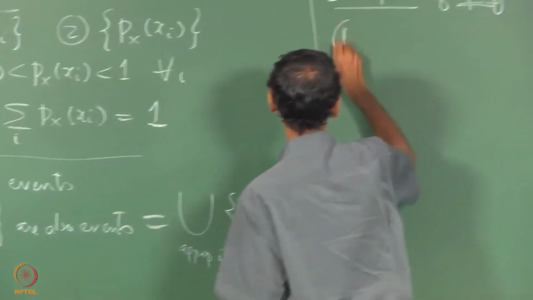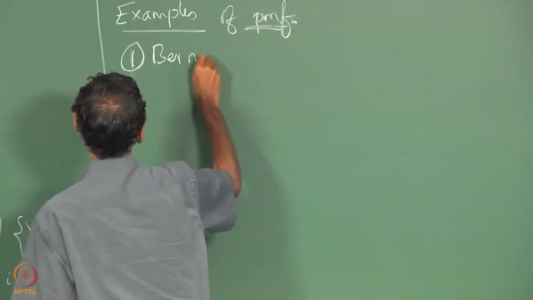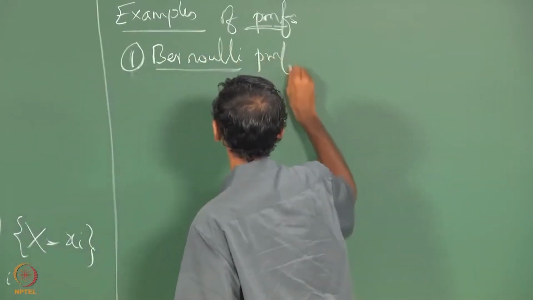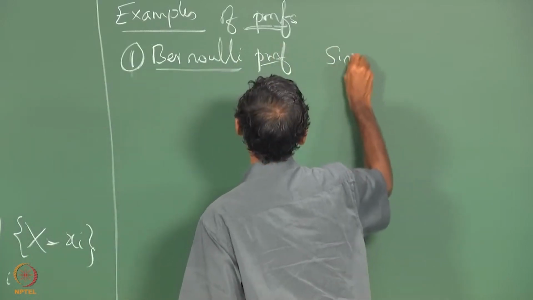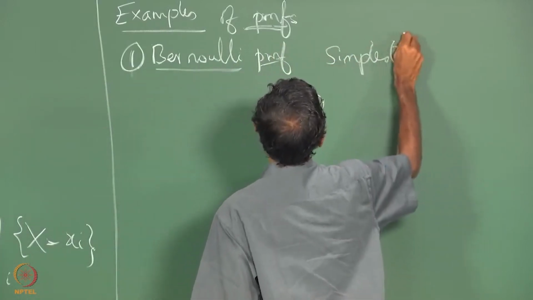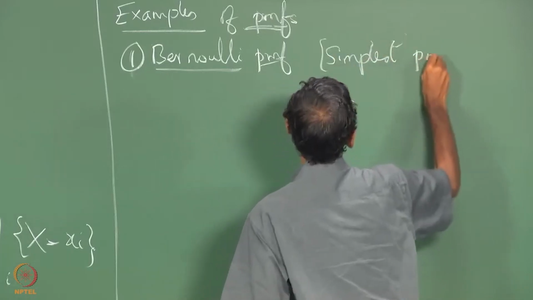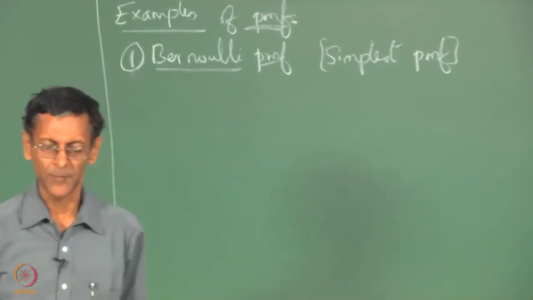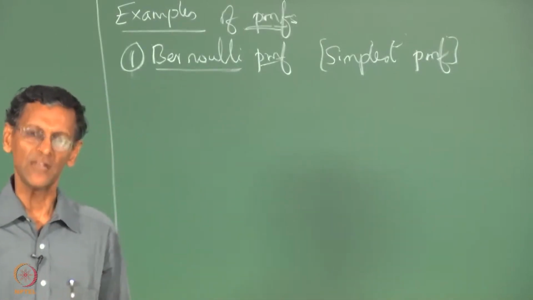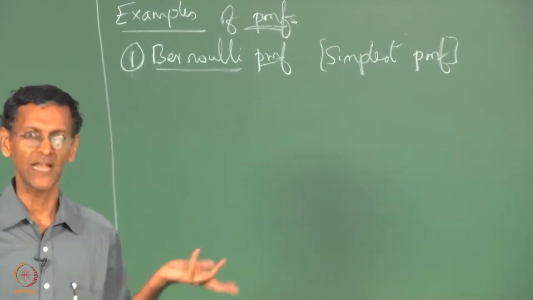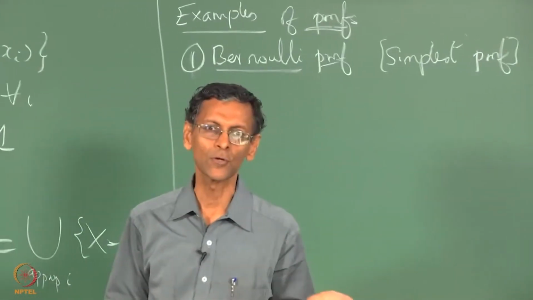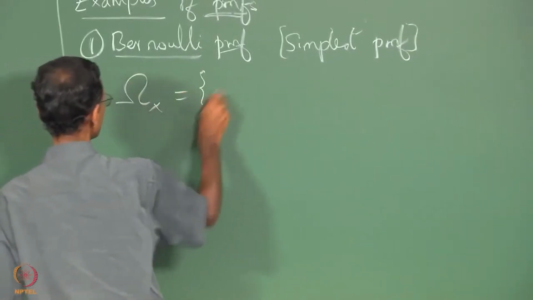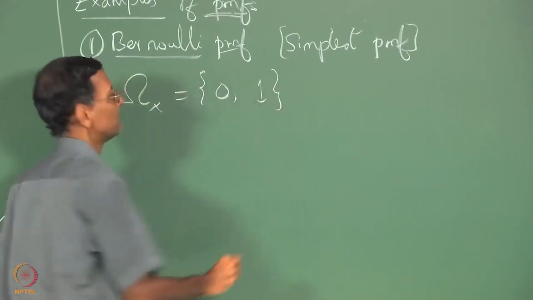I'm going to number them. The first one is the simplest one, right? The Bernoulli PMF is the simplest non-trivial PMF that we have. So what is it? The simplest PMF needs to have at least two possibilities, just like head and tail. So instead of head and tail, we are going to call it 0 and 1. So here omega x is basically {0, 1}.